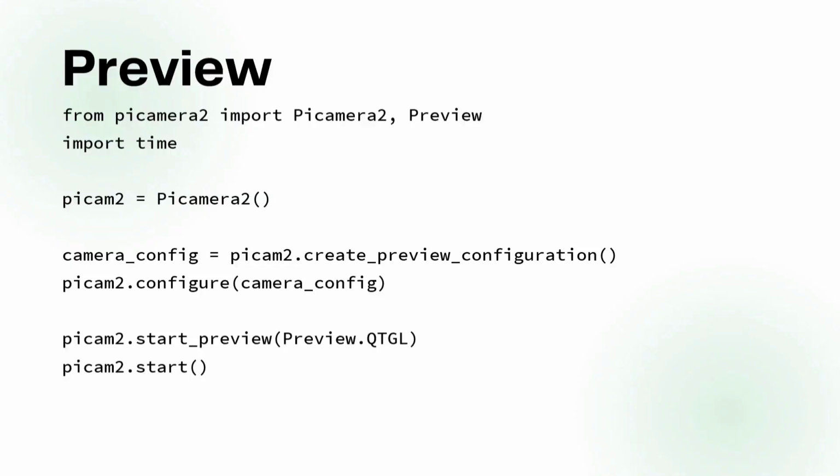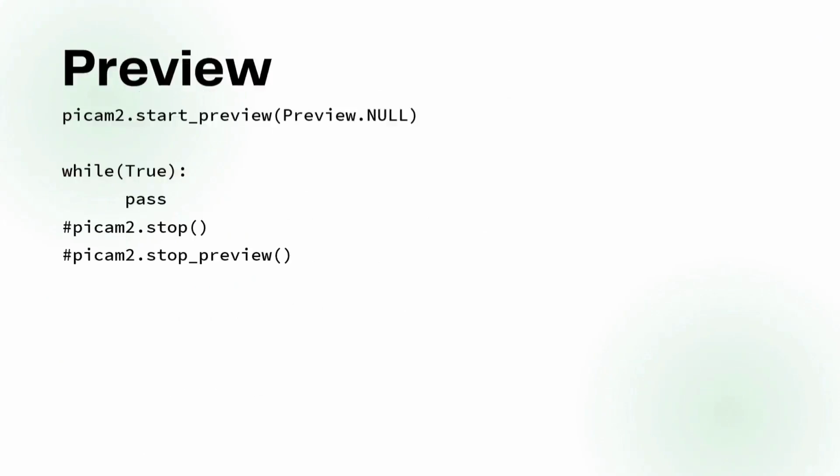Now wait for 5 seconds. After that, stop the camera. And then stop the preview. If you don't want the preview, but start the camera system, you should use the null preview argument. If you want the preview to run indefinitely, do not stop the camera and preview. Also wait indefinitely in an infinite loop.